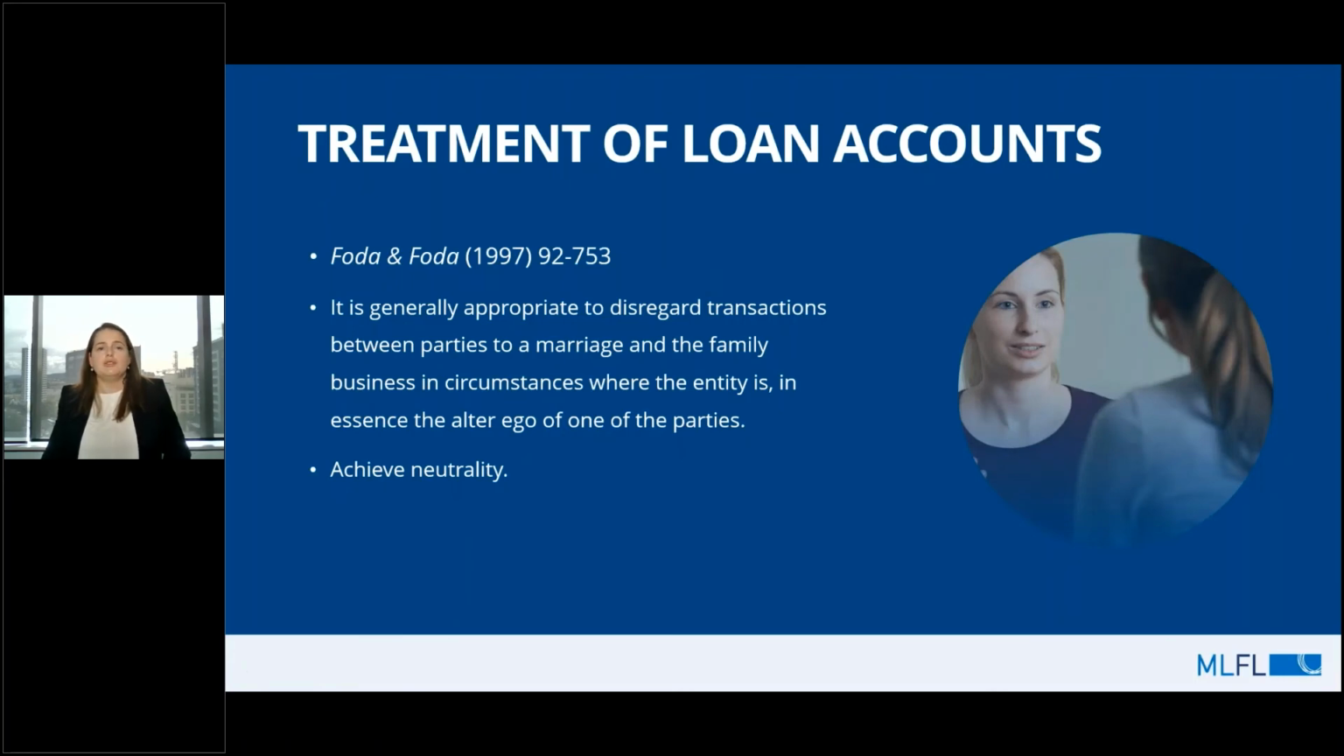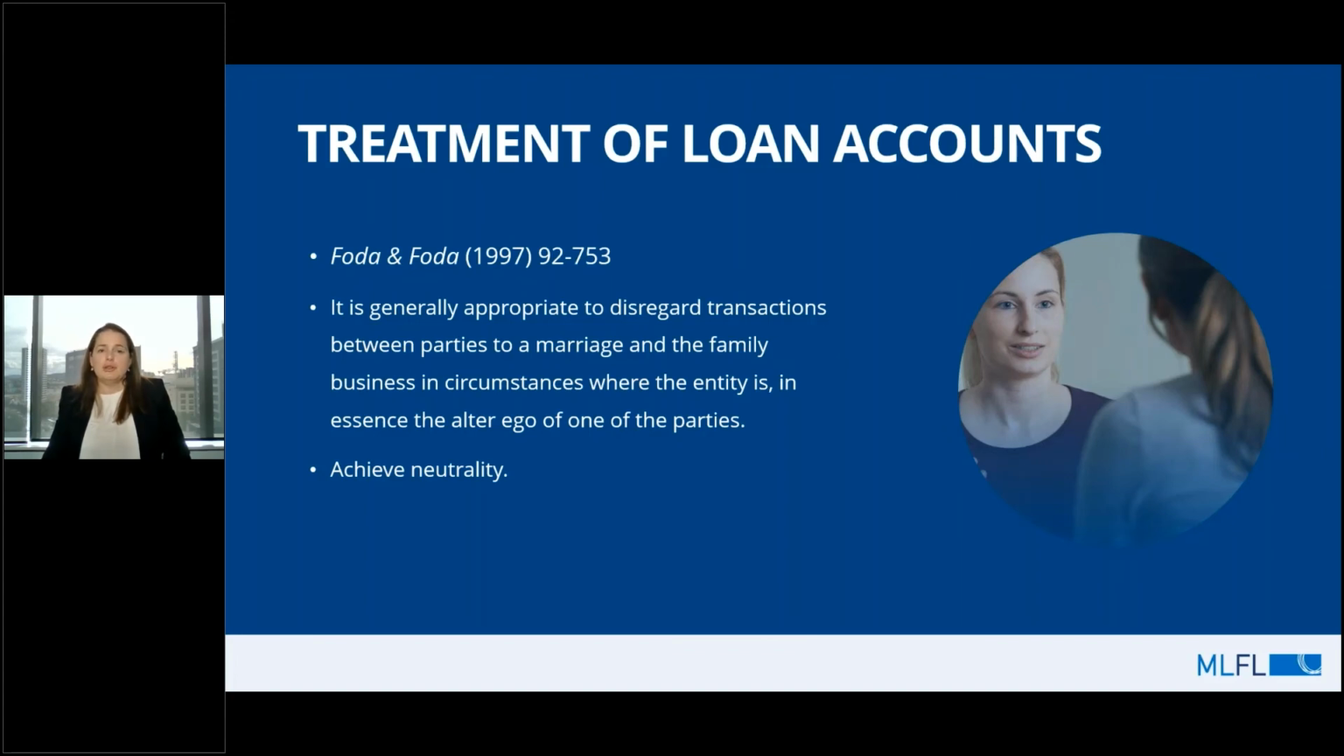While the court has a discretion as to how to treat liabilities generally, the court will take into account liabilities of the parties to a relationship as it finds them and will not ignore the assets and liabilities in the loan accounts of family businesses. In some circumstances, it is appropriate to include the value of a current debt owed to a third party. However, it is necessary to assess those debts and to ensure that the value has been calculated appropriately. Further, it is generally appropriate to disregard transactions between parties to a marriage and the family business in circumstances where the entity is, in essence, the alter ego of one of the parties.